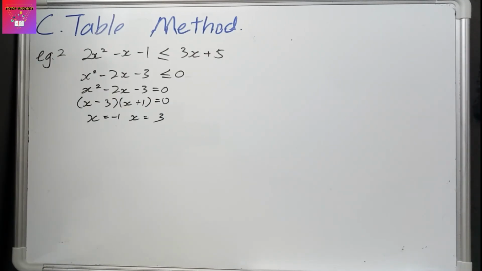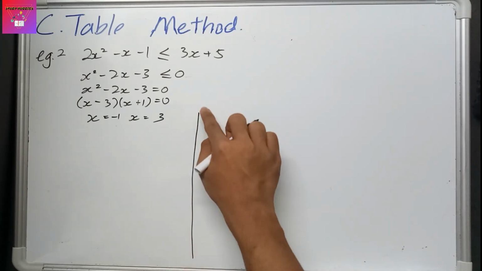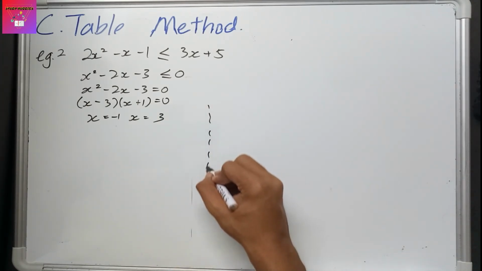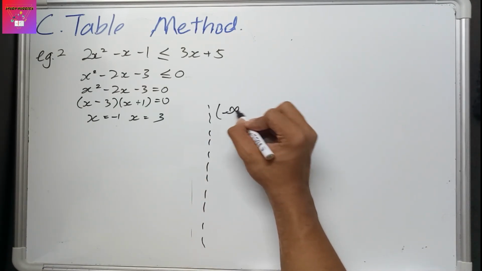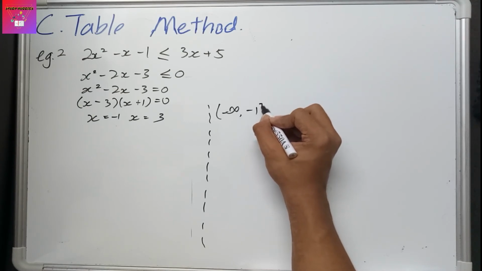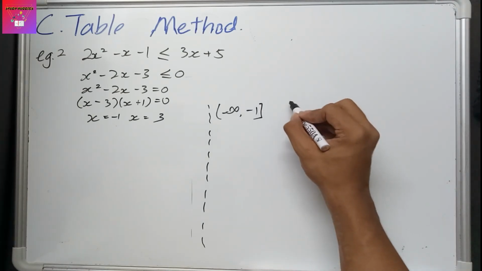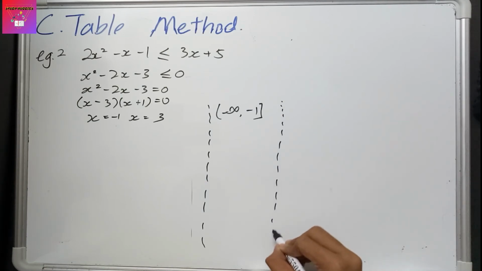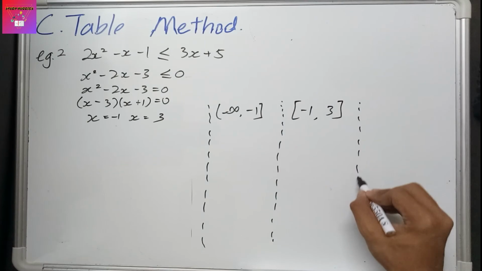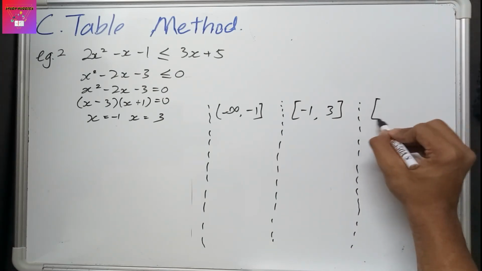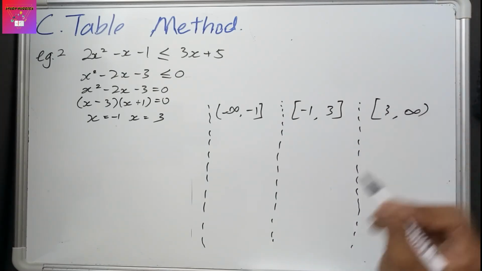So now let's look at our second example. Again, the same example, and I'll just directly move to drawing the table. Okay, so we have to draw dotted line table. Since you'll be having the first range, which is negative infinity to negative 1, this would be a close bracket followed by negative 1, 3, close bracket, again another dotted line, and 3 to positive infinity.